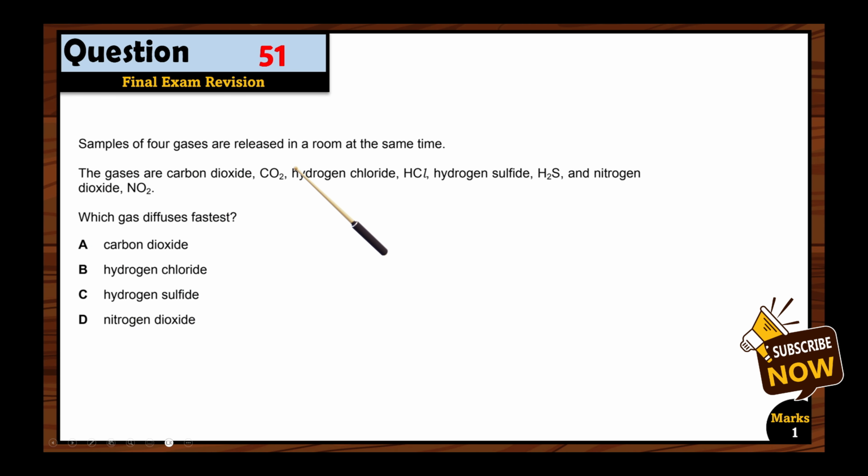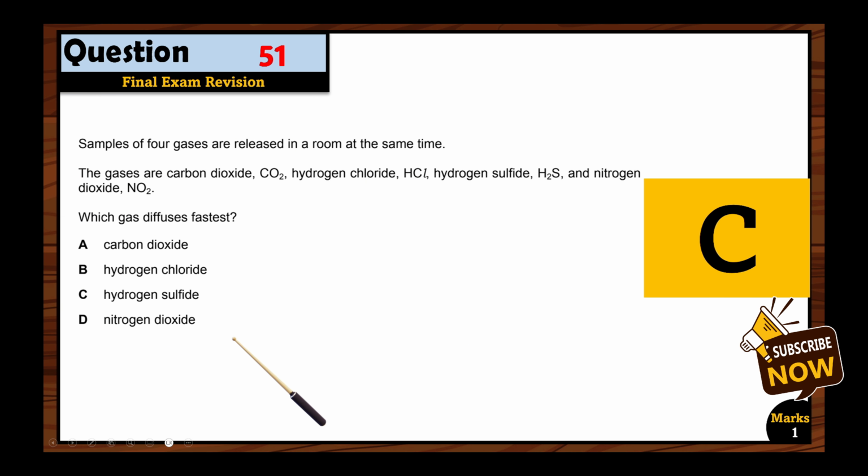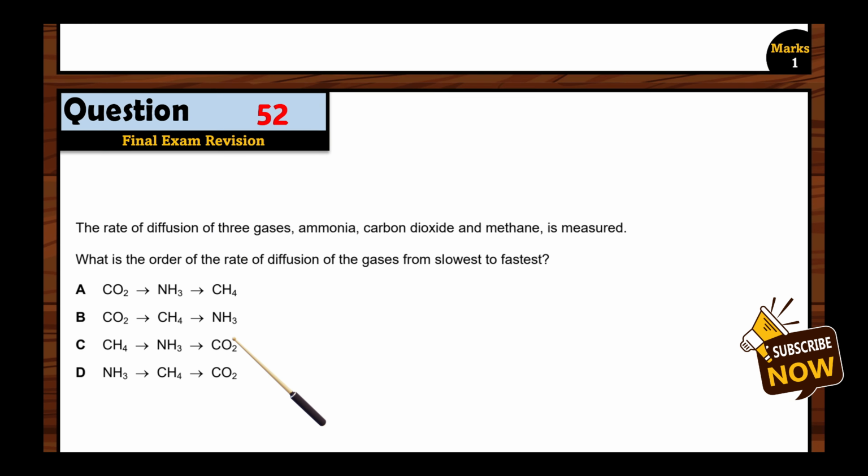Samples of four gases are released in a room at room temperature at the same time. These gases are carbon dioxide, HCl, H2S, and NO2. Which gas diffused the fastest? So for fastest, again, we have to look at the periodic table and find the mass of these gases. If you find the mass, you will see that hydrogen sulfide has the lowest molecular mass as compared to that of the carbon dioxide, HCl, and nitrogen oxide. Okay, that's why option C is correct.